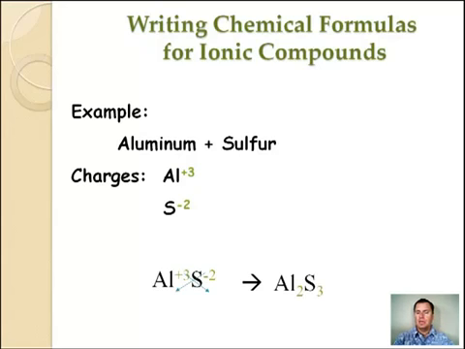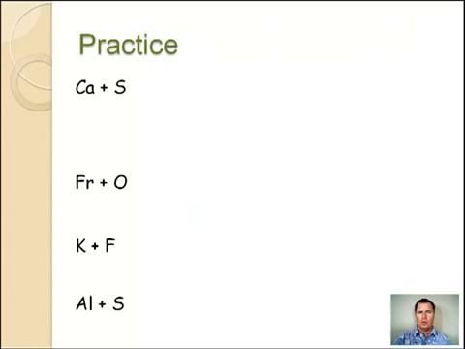So it becomes Al2S3. We could check it. We know we got 2 aluminums here. They're +3 each, so that's +6. We got 3 sulfurs. 2 times 3 is -6, so +6 plus -6 is 0. Really simple. Here's what I'd like you to do. Write these down, pause the video, go ahead and solve these on your own. Give me the chemical formula for each of these, and come back and check your work.